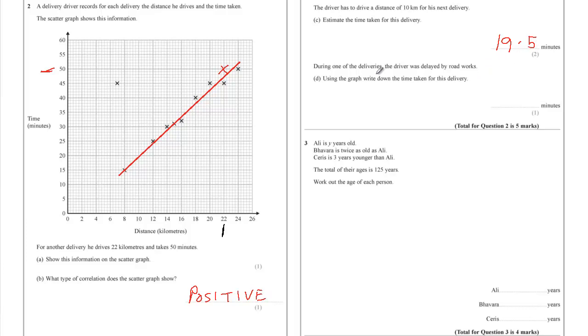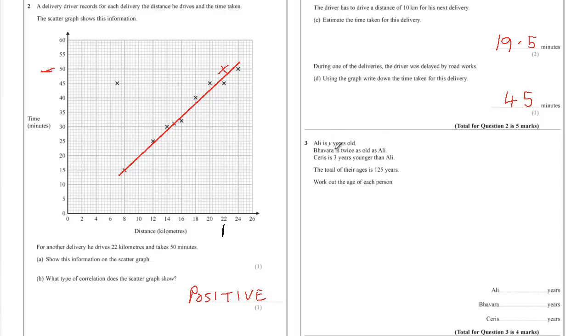Okay, and now this one, during one of the deliveries the driver was delayed by roadworks. Using the graph, write down the time taken for this delivery. Well, that must be this anomaly, this outlier here. So he's going along, he's trying to do a distance, and suddenly he's slowed up by roadworks, according to this, at a distance of 7 kilometers. He's been held up for quite some time. 45 minutes. Okay, done.